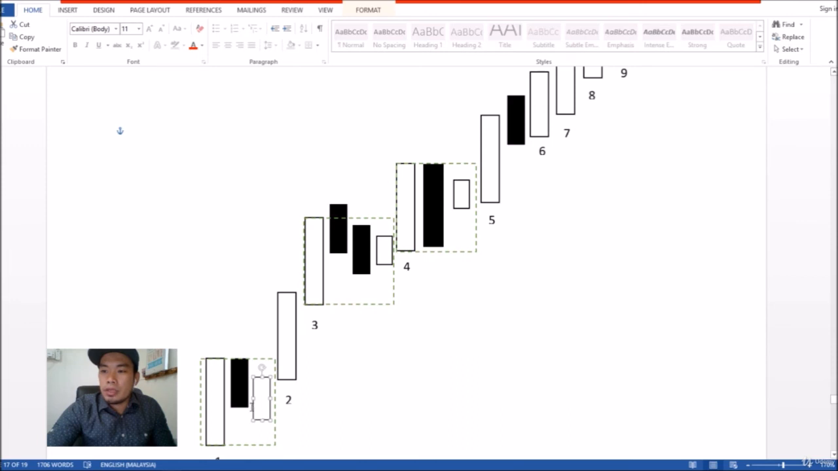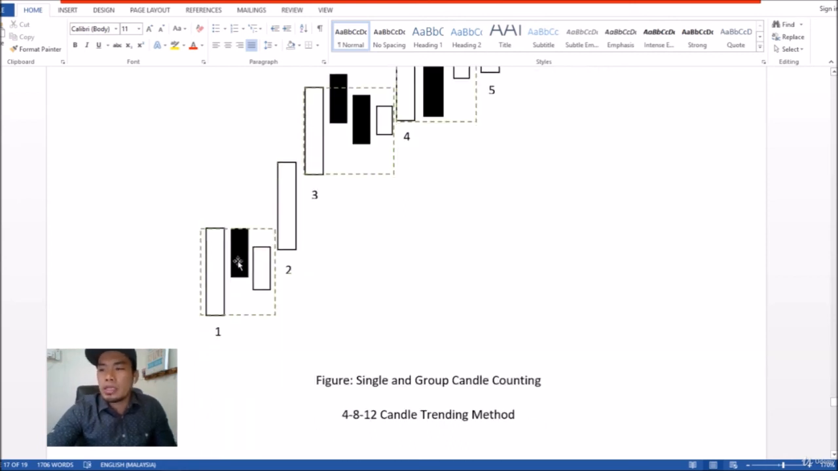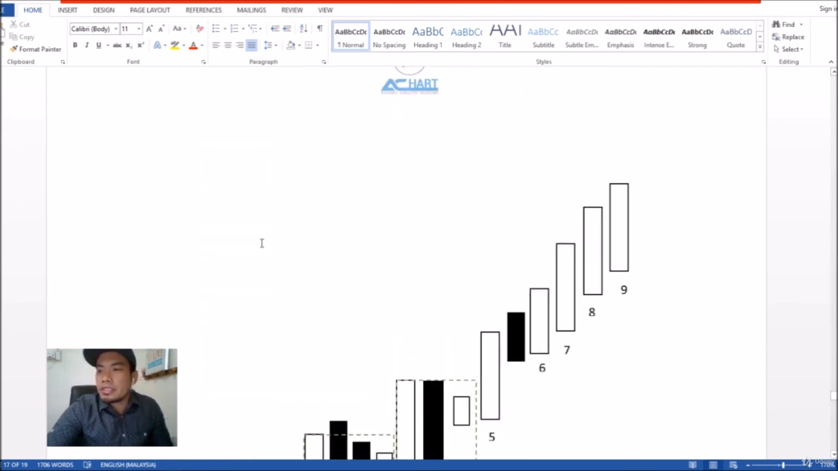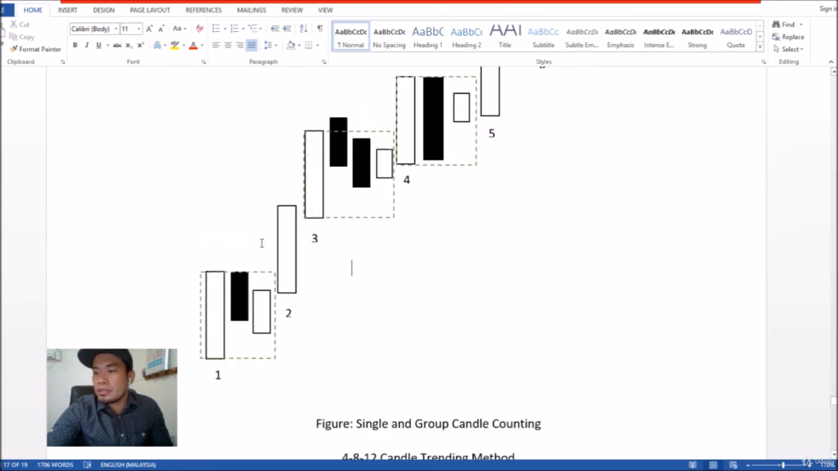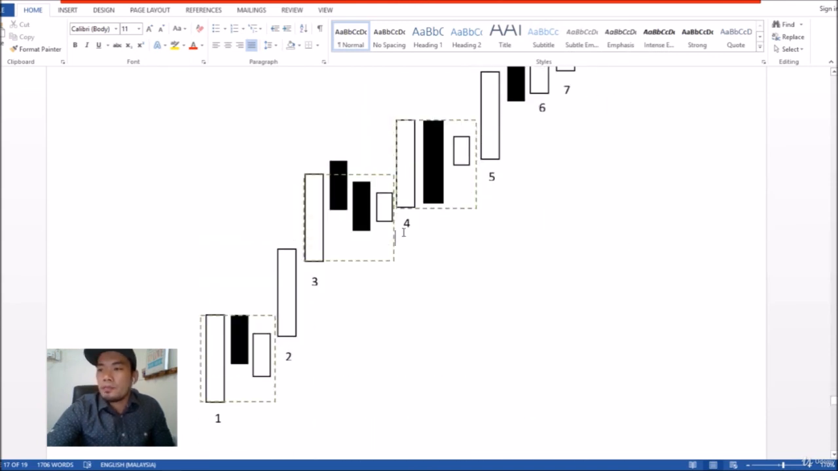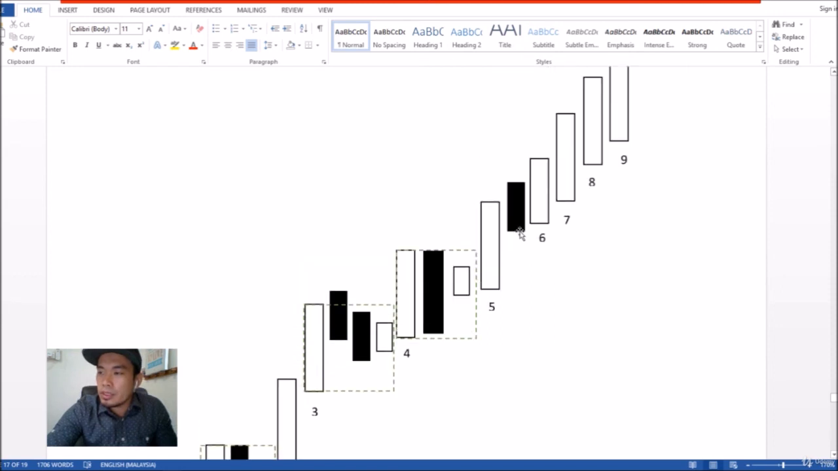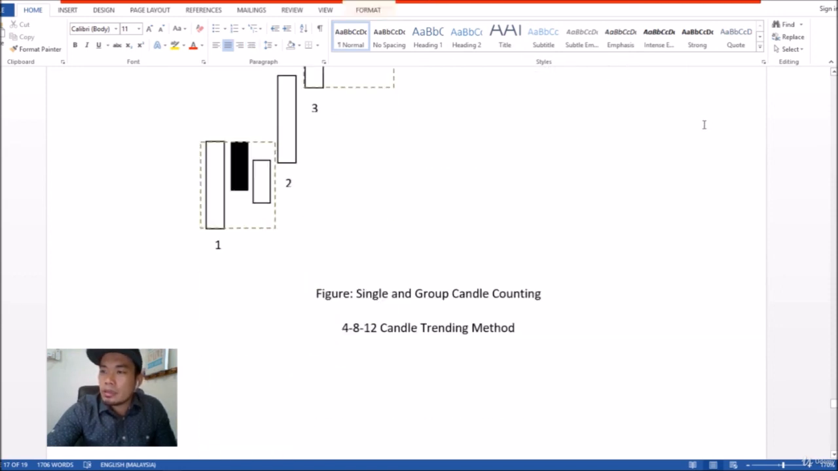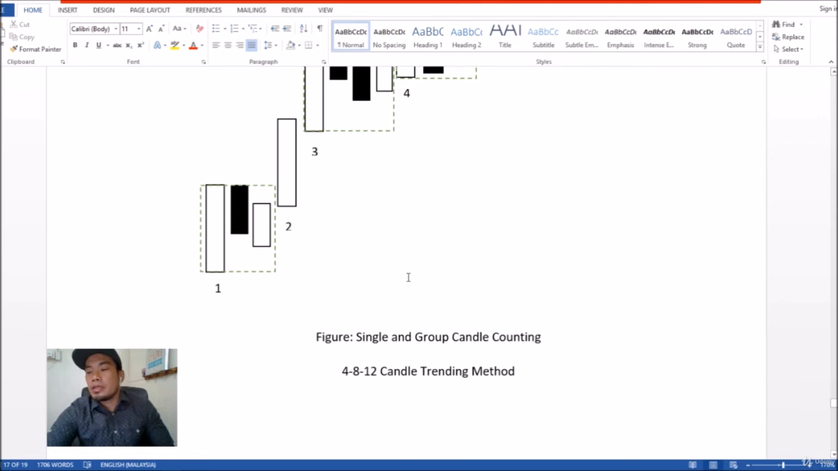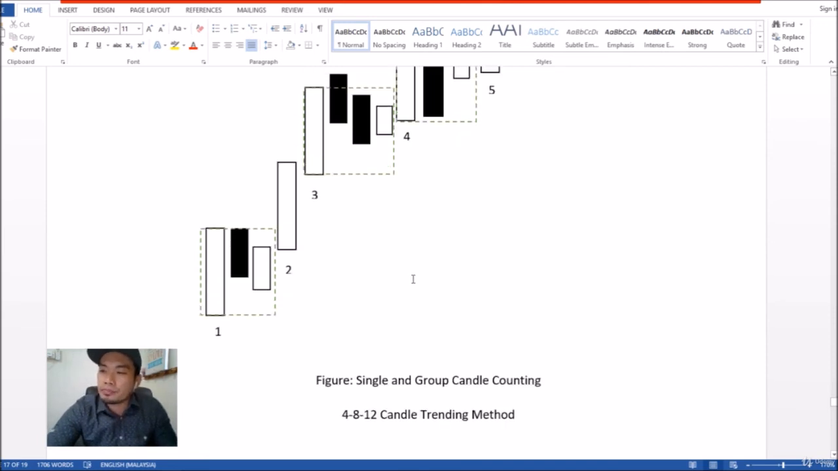If a candle breaks out from the previous highest candle, we calculate it as a new number. What does this bring? After 4, there will be 8 and then 12 candles, right? So you can predict the trend a little bit.